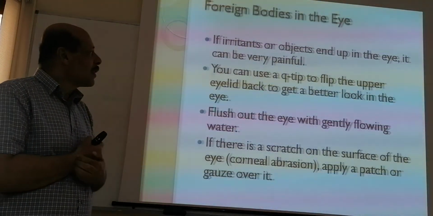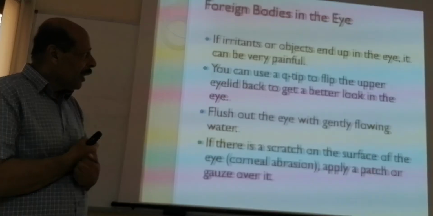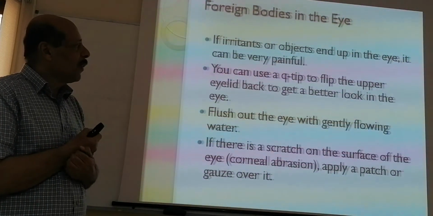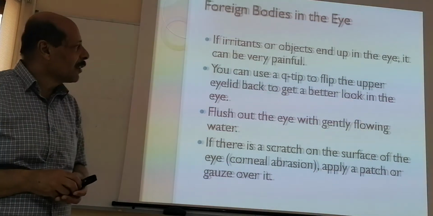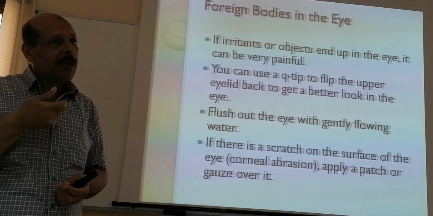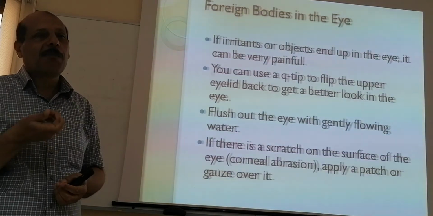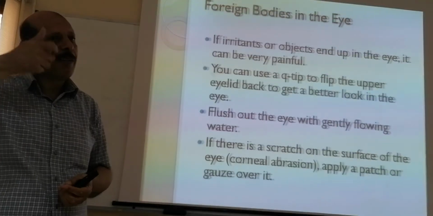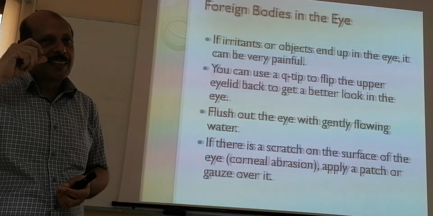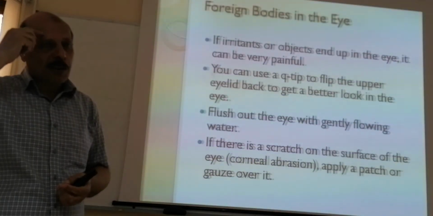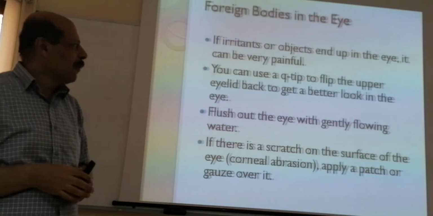You can use a cotton tip to flip the upper eyelid back to get a better look at the eye. Somebody who is an expert in flipping out the eyelids can do it in order to see the foreign body if it is there.